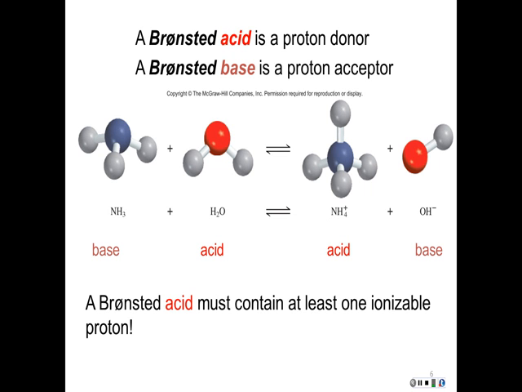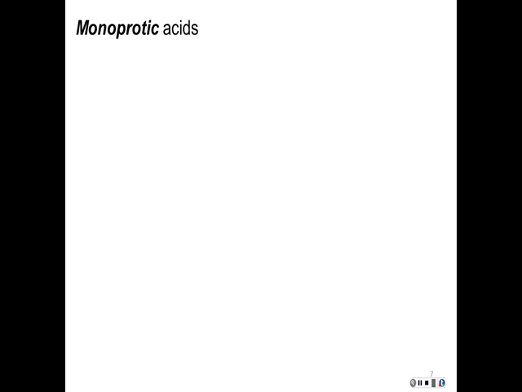So in order for a substance to be a Bronsted acid, it has to contain one ionizable proton, proton really meaning a hydrogen atom. Now we can classify acids different ways, and one way to classify them is by the number of protons they can donate. So monoprotic acids can only donate one proton when they act as acids.